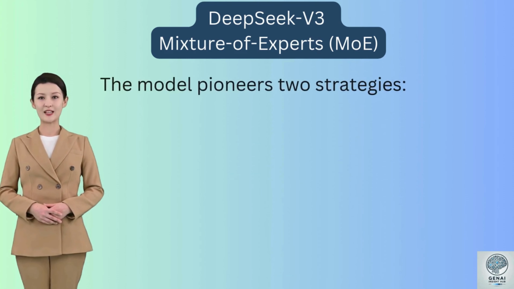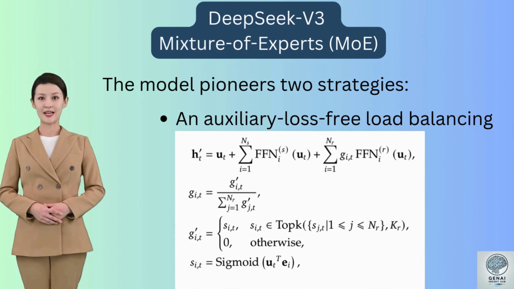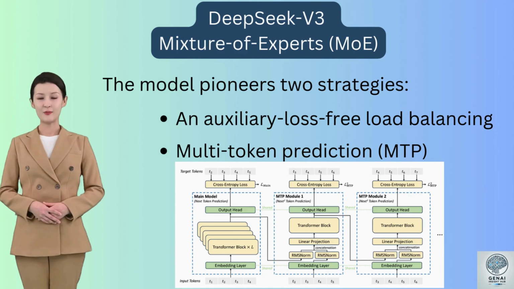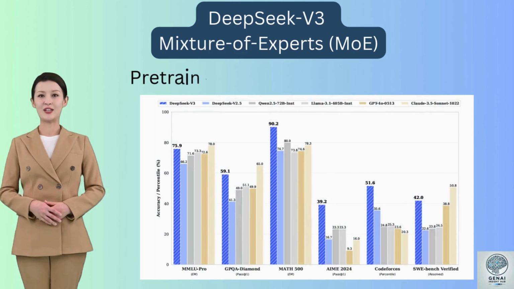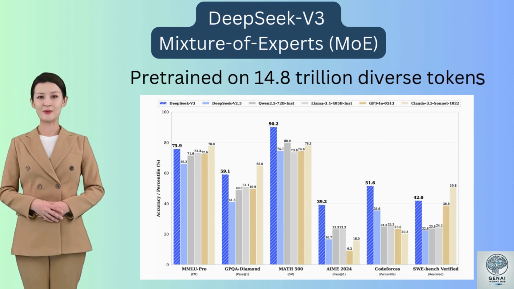The model pioneers two strategies: an auxiliary loss-free load balancing mechanism to maintain computational efficiency without degrading model performance, and a multi-token prediction (MTP) objective for improved training signals. Pre-trained on 14.8 trillion diverse tokens, DeepSeek v3 demonstrates excellent performance across benchmarks while maintaining cost efficiency and stability during training.